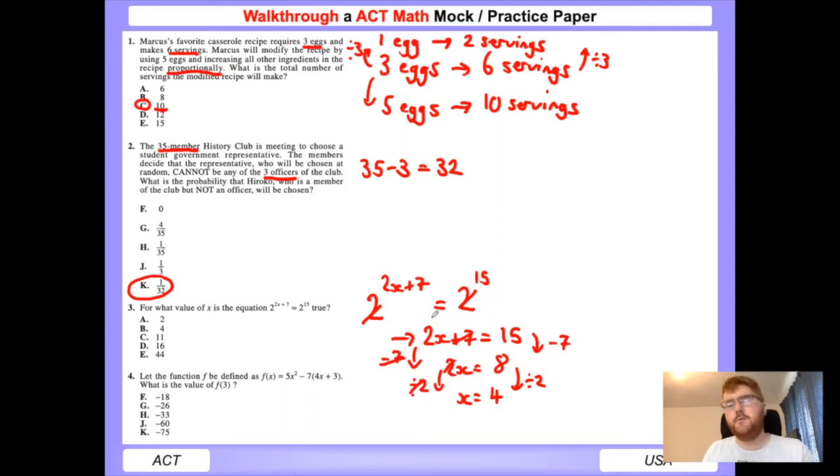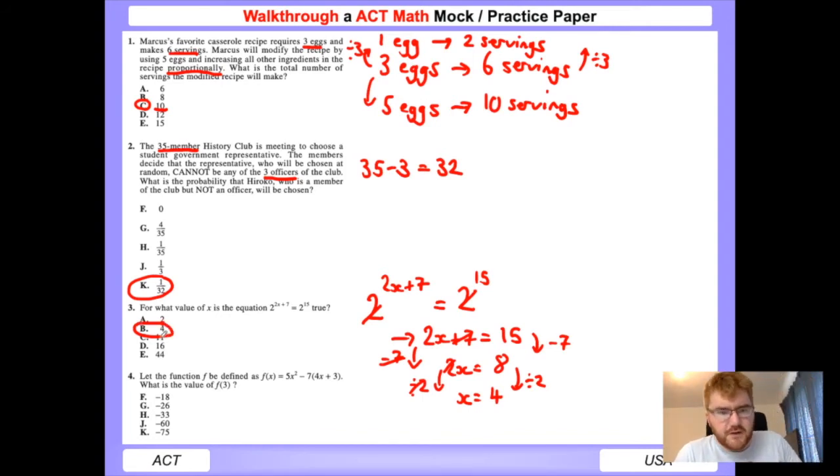So the key step here was to realize the base is the same. When you get into more advanced mathematics, it's not always the case. And therefore we can assume that the indices, the powers, the exponents, must be the same as well. So x is equal to 4. So let's give B a circle.